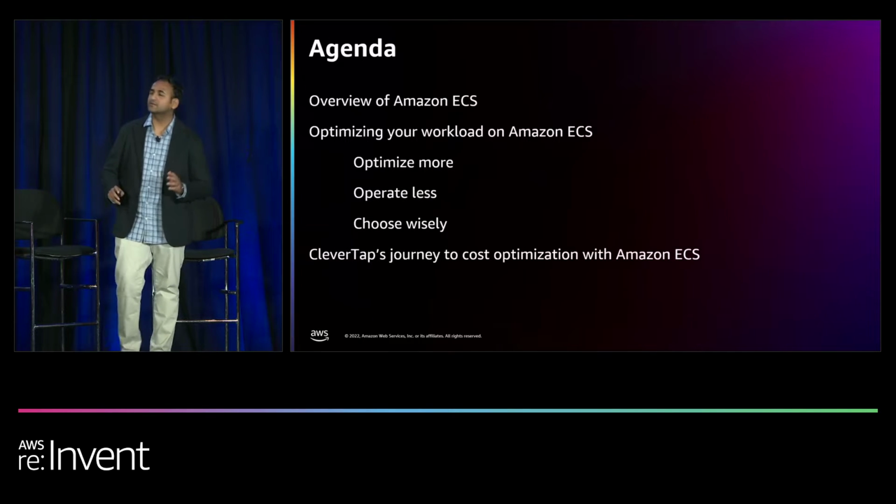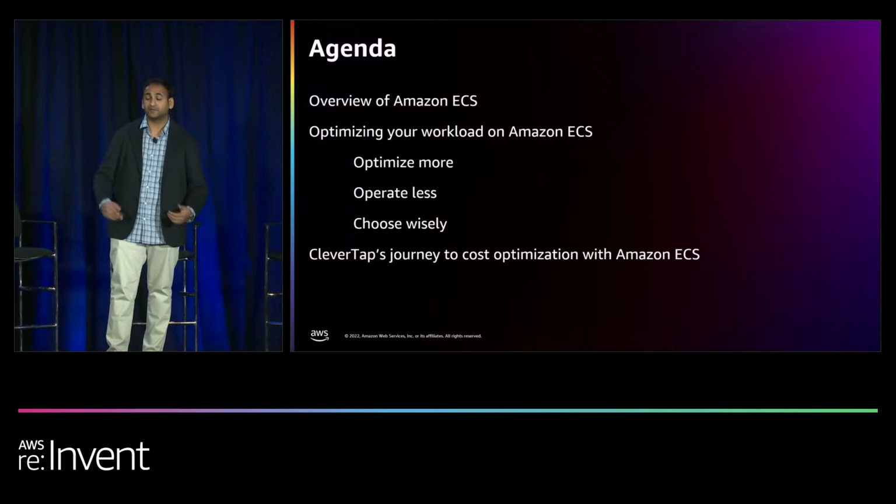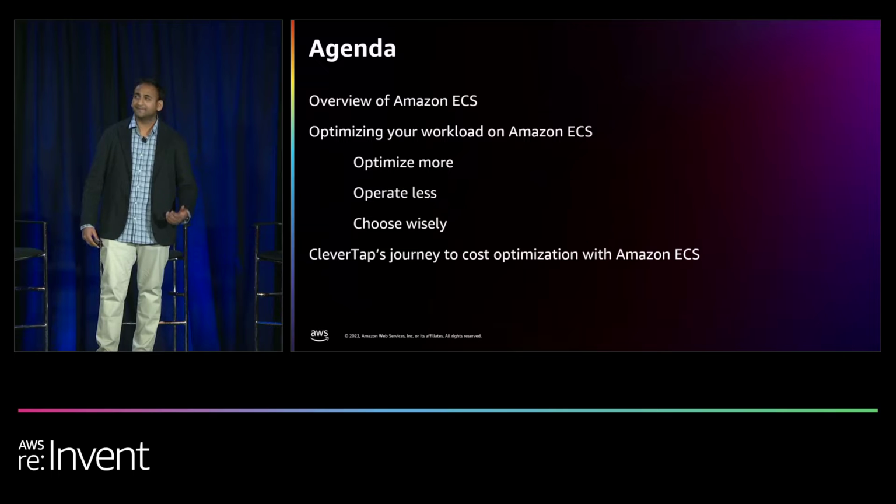So quickly walking through the agenda for today. I'll start with a quick overview of Amazon ECS for those who might not be super familiar or not already using ECS. After that, I'll spend a bunch of time talking about how you can optimize your workloads with ECS. I'll be talking across 3 subsections. And finally, I'll be handing it over to Francis, one of the customers I've worked very closely with over the past 2.5 years, who will be sharing his journey of how they have built their platform on ECS and how they've been able to run their organization in a super efficient manner.